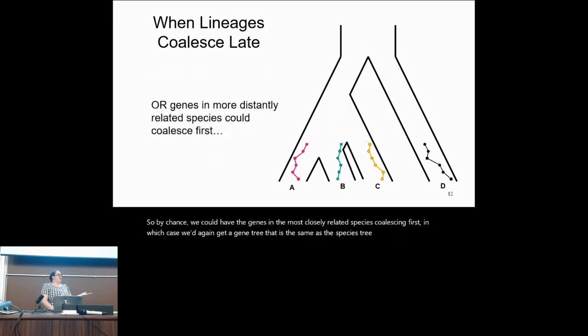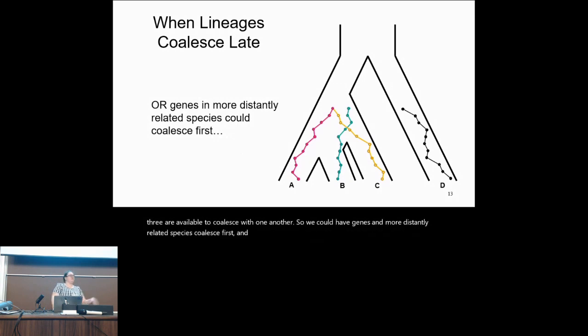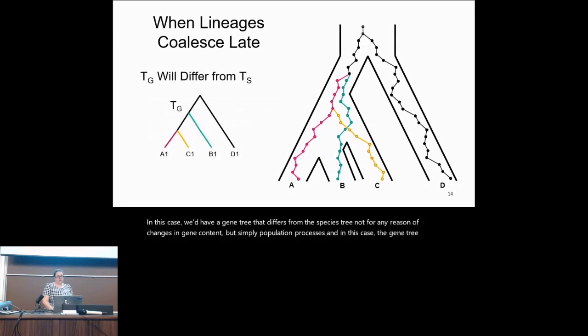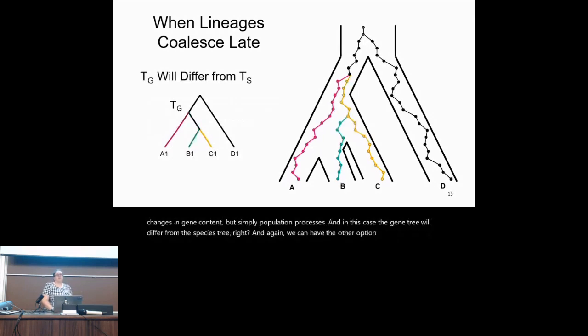However, all three are available to coalesce with one another, so we could have genes in more distantly related species coalesce first. In this case, we have the gene in A and the gene in C coalesce first. We'd have a gene tree that differs from the species tree, not for any reason of changes in gene content, but simply population processes. And again, we can have the other option where B and C coalesce first.